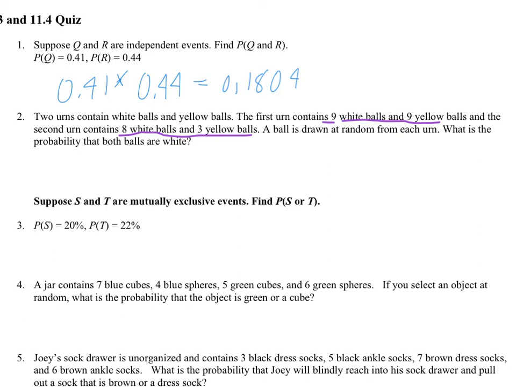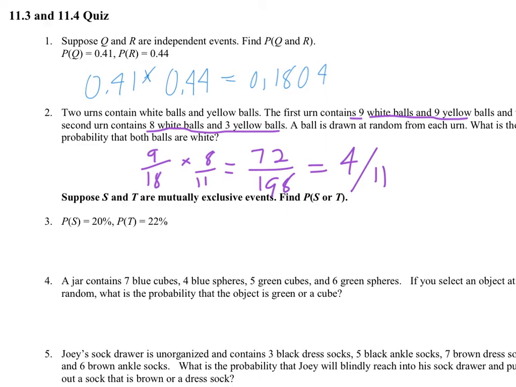So again, these are independent events because it's separate urns. The first one has a 9 out of 18 chance. So we'd multiply that by the second one, which has an 8 out of 11 chance. Let's see what we come up with. 9 times 8 is 72. Then 18 times 11 is 198. That does reduce, of course, down to 4 out of 11. And again, probably best just to leave it as 4 out of 11 rather than rounding it as a decimal.